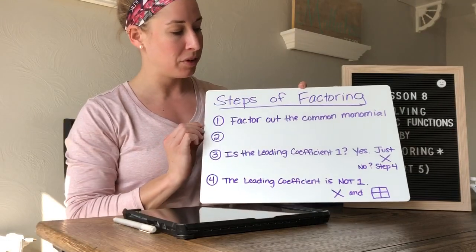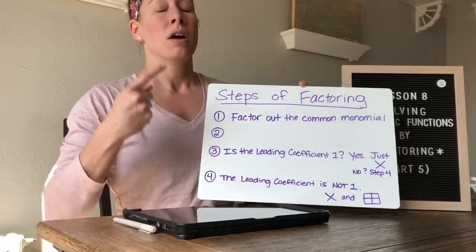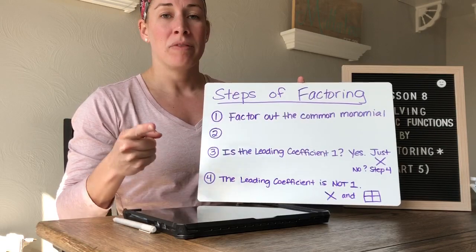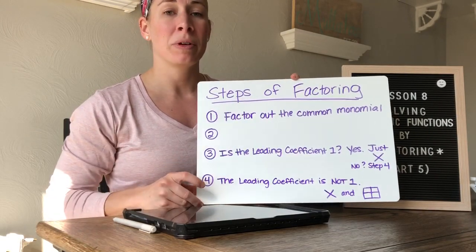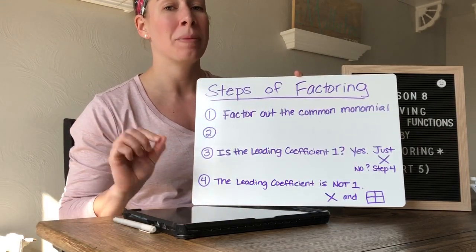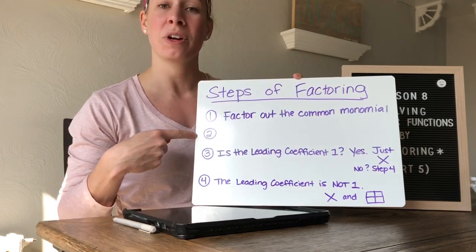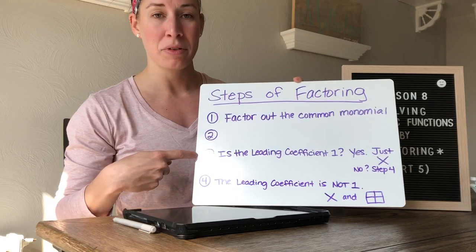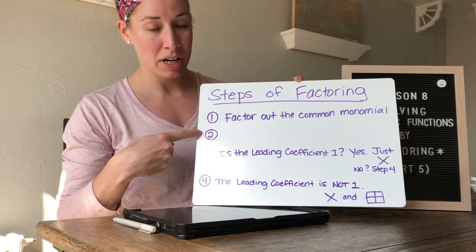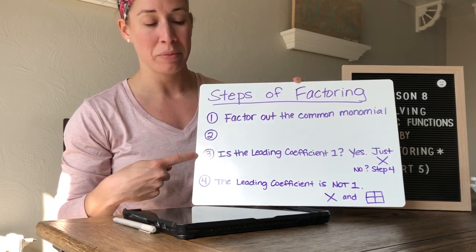So I have this list for you here. Step number 1. Always factor out the common monomial if possible. And remember, the common monomial is the biggest thing that each term has in common, including numbers and variables. Step number 2 is what we're going to learn today. Step number 3, after you've done step 1 and checked for step 2, then go to step number 3.